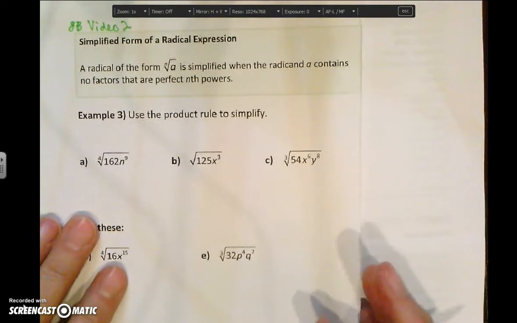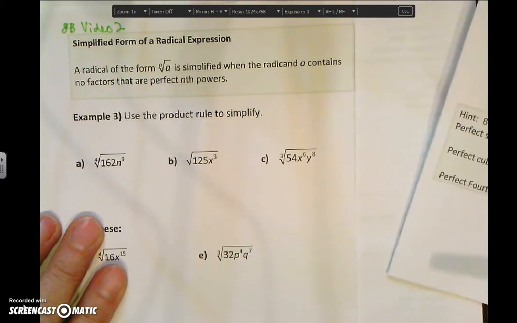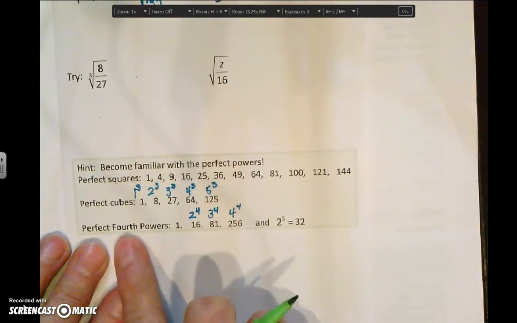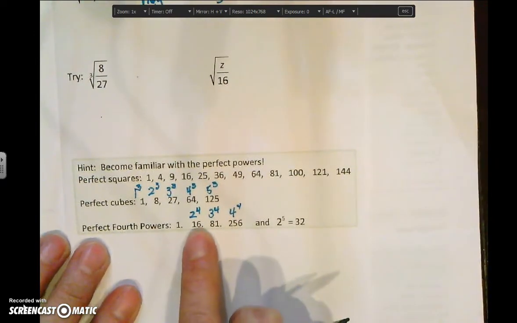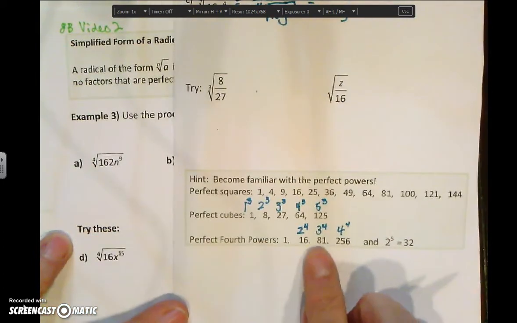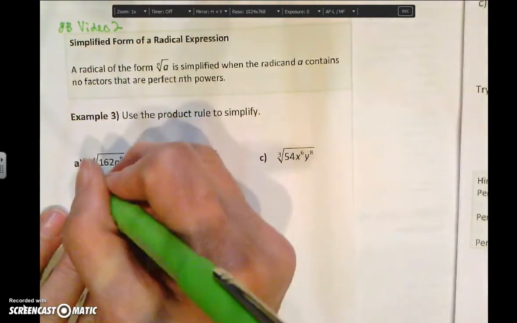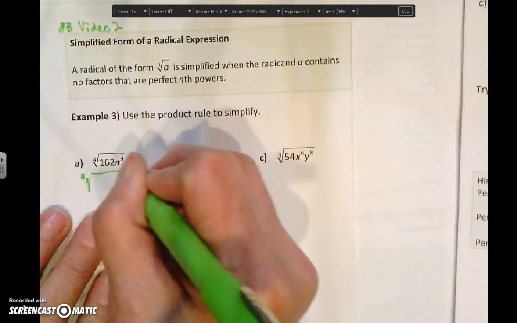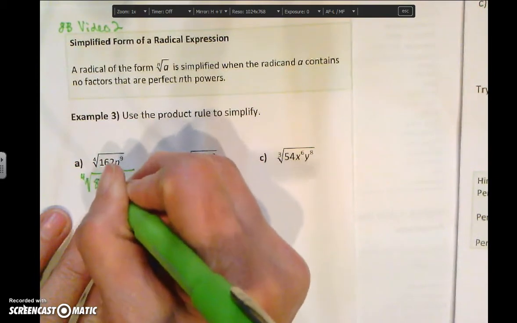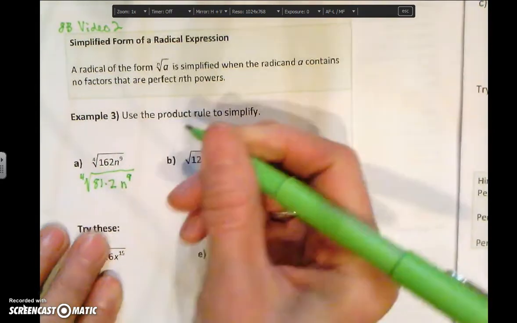So let's go back up and go to example 3. So here I have the fourth root of 162 n to the 9th. So I'm finding a fourth root. So I'm going to come back over here and look at my perfect fourth powers and think if there's one of these that will go into 162. Oh, look, I believe 81 will do the trick. So 162 I can think of in terms of 81 times 2. And then I've got my n to the 9th.